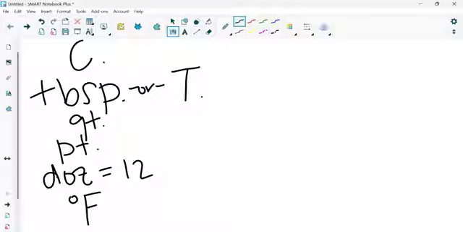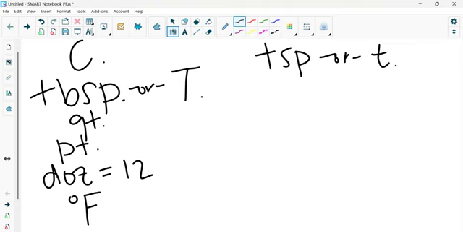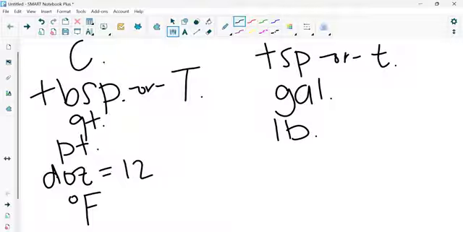In the next column, teaspoon is very similar to tablespoon, so we can have TSP as an abbreviation, or we could also just use a lowercase t. Gallon is going to be GAL. Pound is kind of a funky one, but LB is the abbreviation. It doesn't make sense for the English language, but the Latin word for pound does actually have an L and a B in there, which is where that comes from.